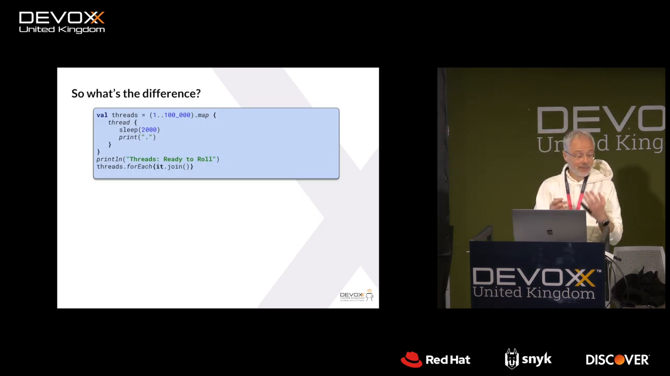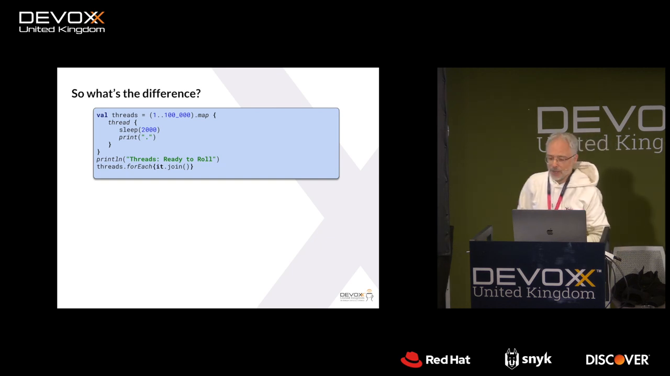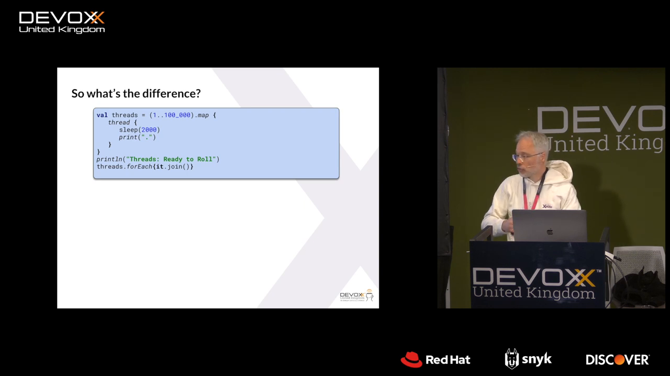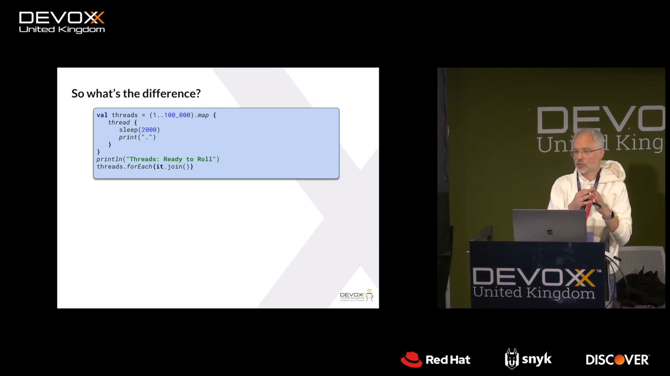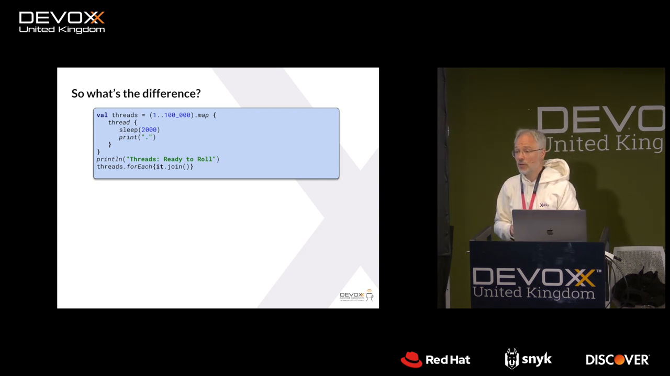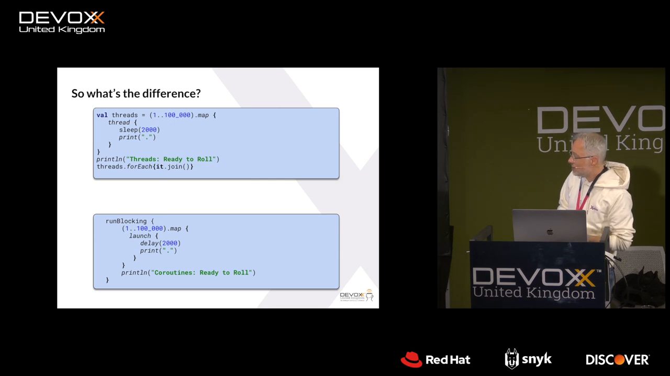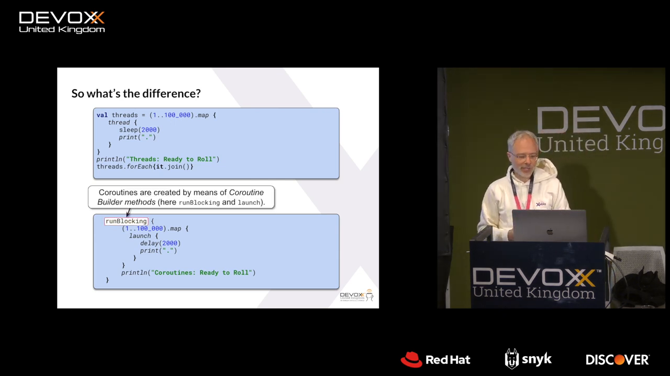So let's look at the difference. Here we have a snippet that creates 100,000 threads, which then sleep for 2 seconds. The thread thing you see here is kind of a Kotlin shortcut, which is a shortcut for new Thread, new Runnable, and then an implementation for the run method. The counterpart with coroutines would look as such, and I think it deserves a little bit more of an explanation.